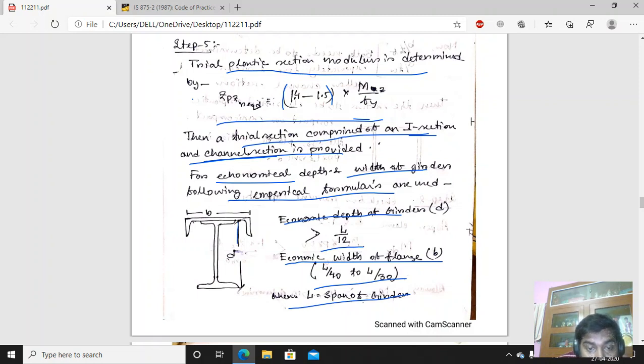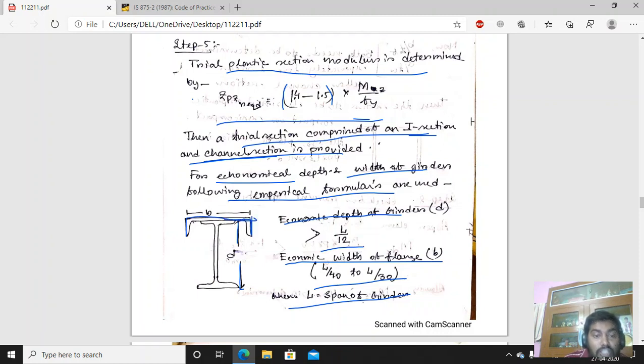So if we can determine the D, we can take one section of an I section. The I section will be chosen based on that economic depth. It should be in between L by 12. When we are determining the economic depth of the section, we can know what type of I section can be chosen. The extra section modulus that is left out will be covered with the help of this extra channel section.